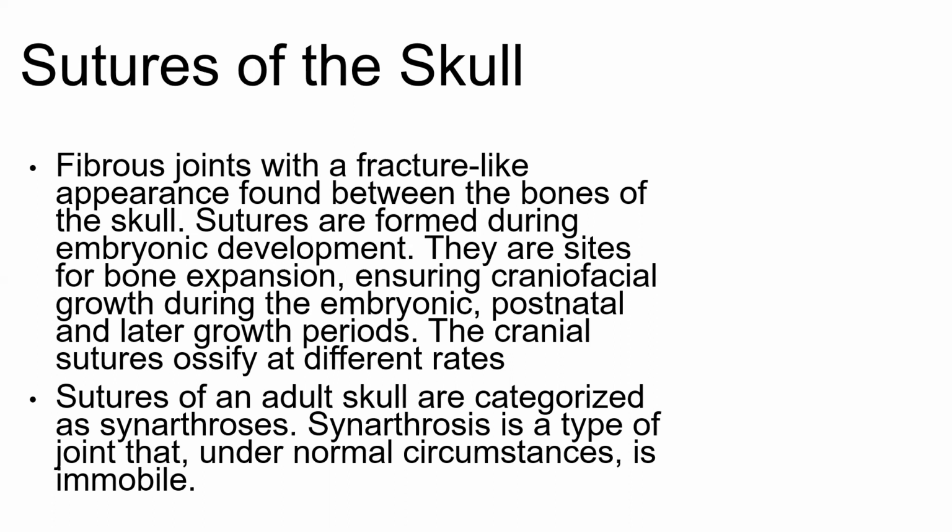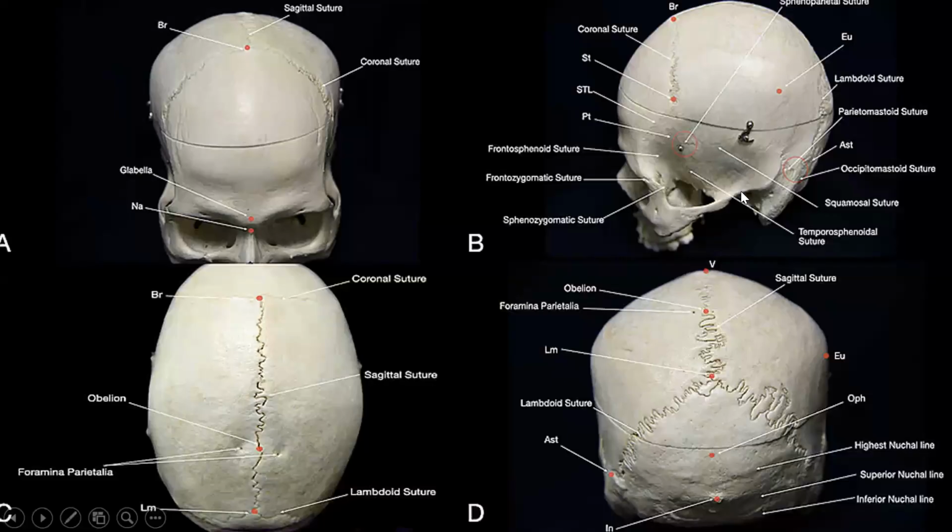So, again, I want to tell you that the ossification is at a very different stage, and sutures are formed already, but they are not ossified. The sutures of an adult skull are categorized as synarthrosis, and it is a type of joint that is totally immobile. So you need to know about it.